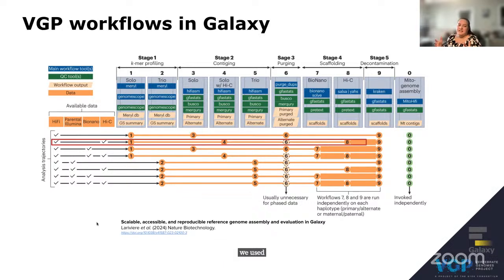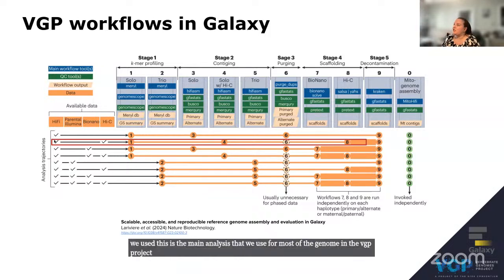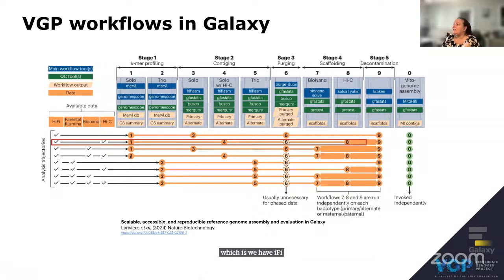This is the main analysis that we use for most of the genomes in the VGP project, which is we have HiFi data, we have Hi-C data. So we're using contigging with Hi-C and scaffolding with Hi-C.